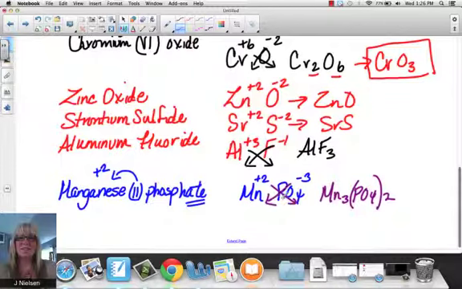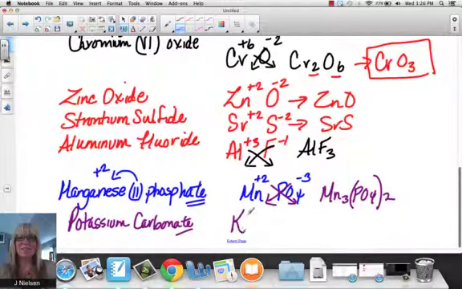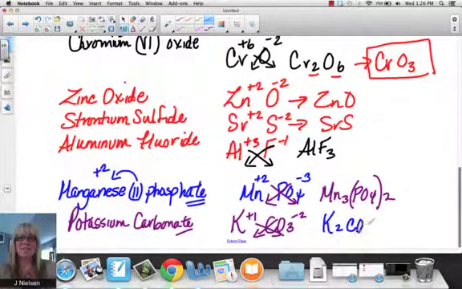Okay, let's do a couple of more. Potassium carbonate. So this ate tells us it's a polyatomic. K is +1. We look up carbonate in table E, we see it's CO3 -2. So when we drop and cross, we get K2CO3.